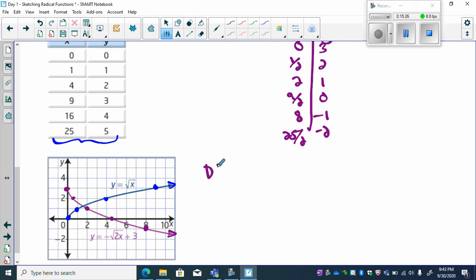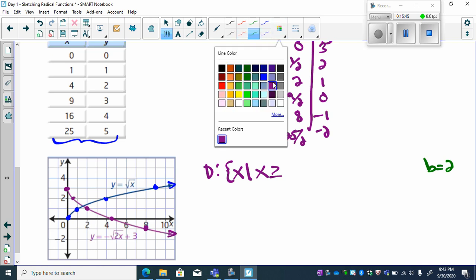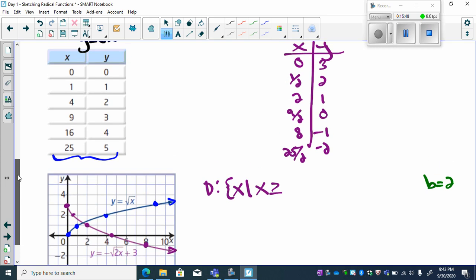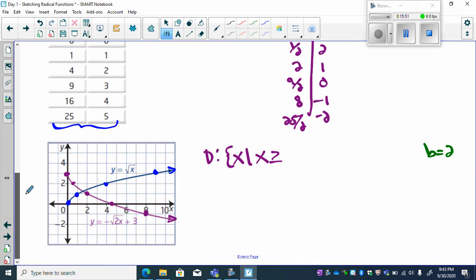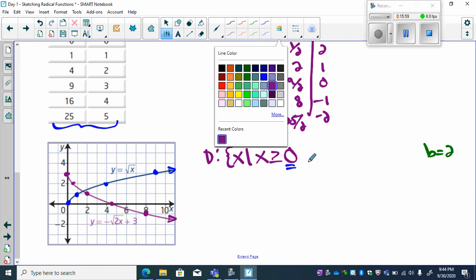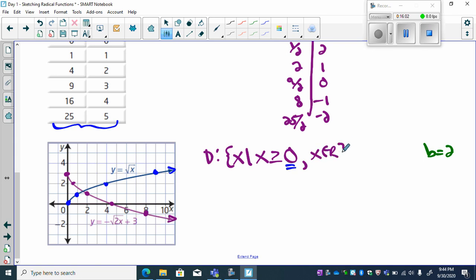For domain, we will say x such that, and remember it's x is greater than or equal to, because my b value was a 2. My b is positive, so I use greater than or equal to. And my h value in this particular case is, if I scroll up, my h value was 0. So if I write 0 here, underline it in blue to indicate that it was the h value, and that means x belongs to the real numbers.